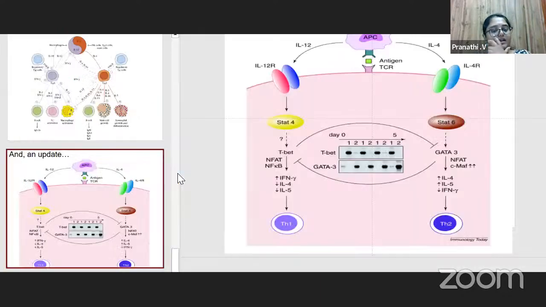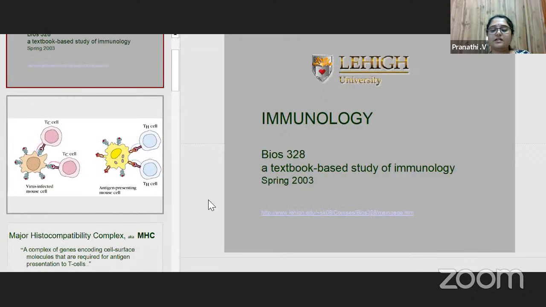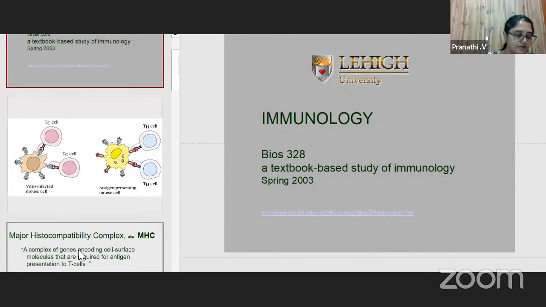Let us just have a look at the major histocompatibility complex. I request you to spend another 5 minutes, so that we will be able to finish at least a little part of this. I'll complete major histocompatibility complex and then I will stop.